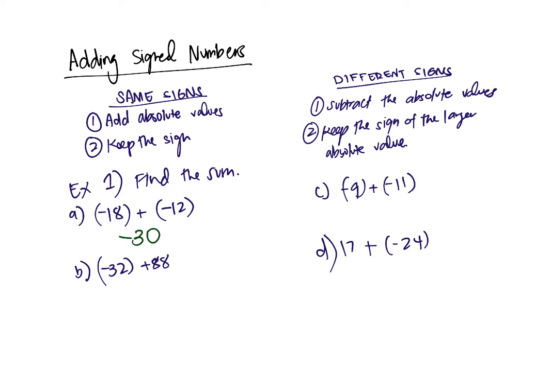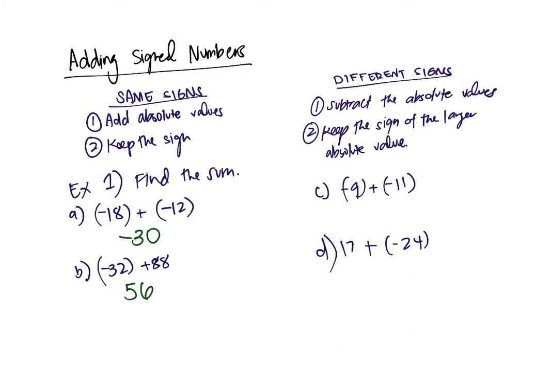For letter B, we have negative 32 and positive 88 being added together. Different signs. What I'm going to do is find the difference of their absolute values. So positive 32 and 88. I'm going to subtract 32 from 88, which is going to give me 56. And then I'm going to keep the sign of the larger absolute value, which is 88. And since 88 is positive, I'm going to leave my answer as positive.